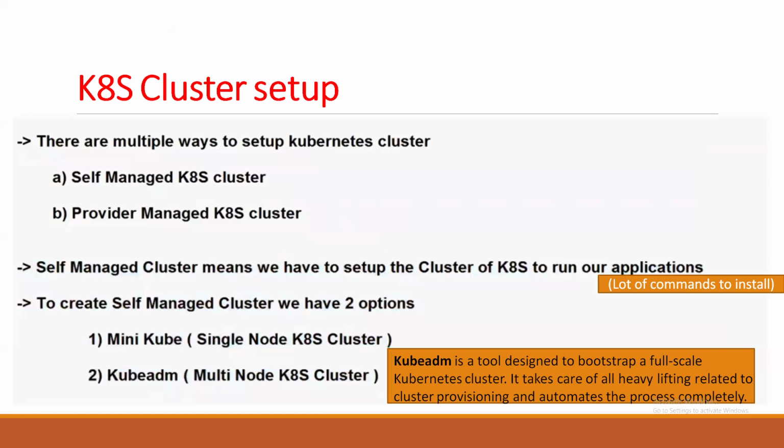Azure: AKS, Azure Kubernetes Service. Google: GKE, Google Kubernetes Engine. Oracle: OKE, Oracle Kubernetes Engine. IBM: IKE, IBM Kubernetes Engine. So that is nothing but a provider managed Kubernetes cluster.